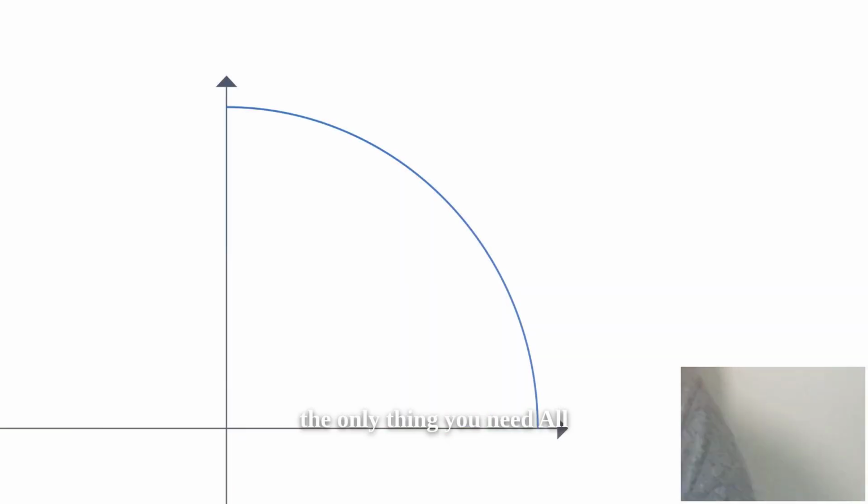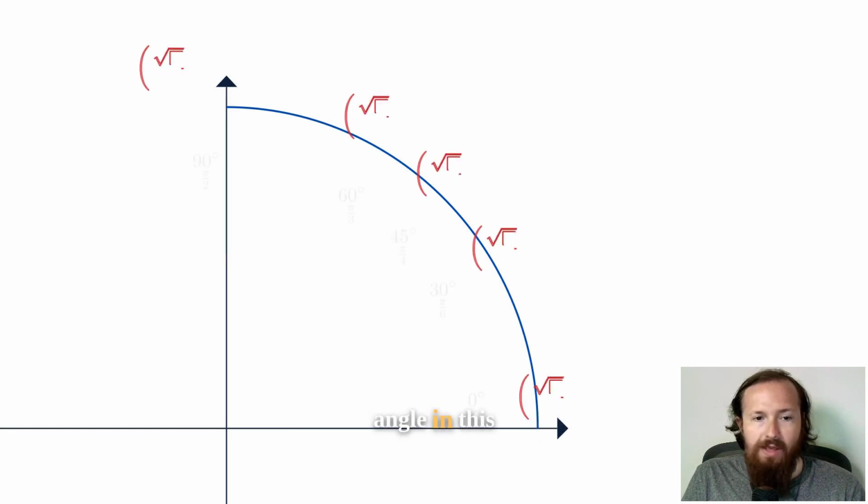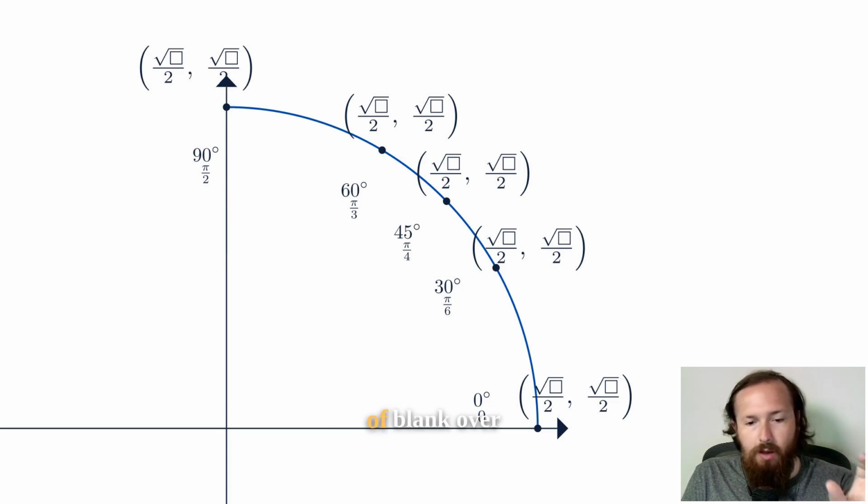Here's the only thing you need. All you have to remember is to represent every single part of the unit circle, every single angle, in this format: square root of blank over 2, square root of blank over 2. And you can see I've replaced every single spot on the unit circle with square root of blank over 2.